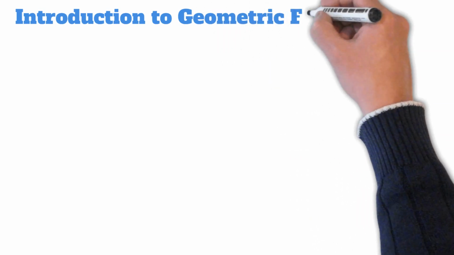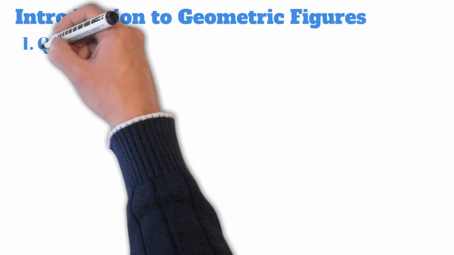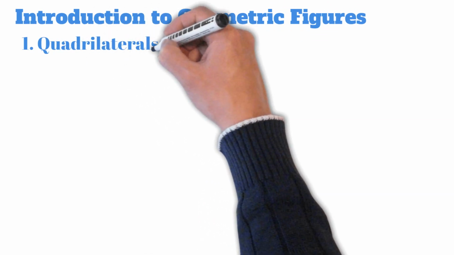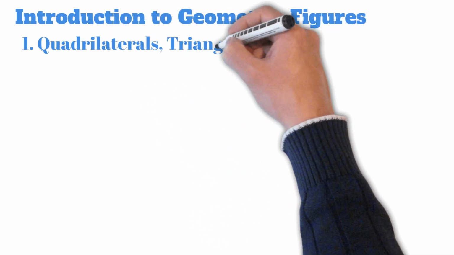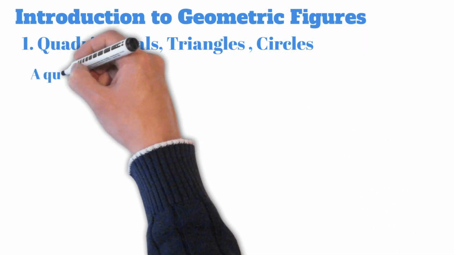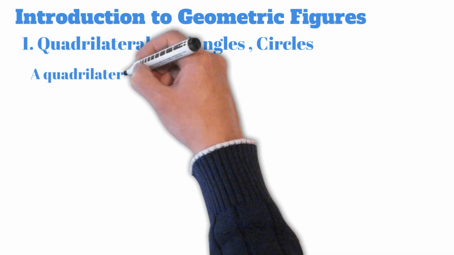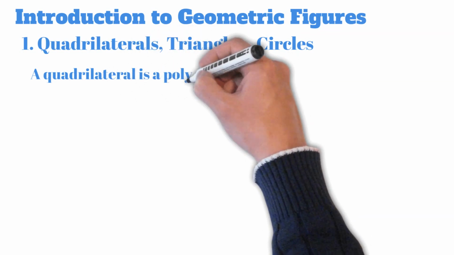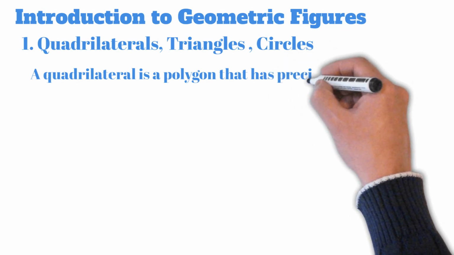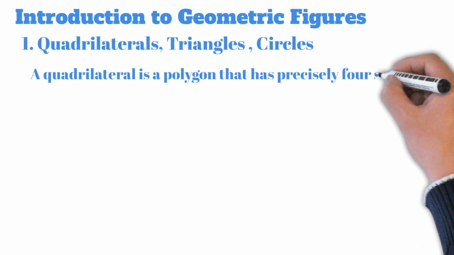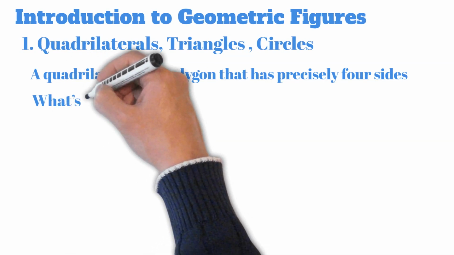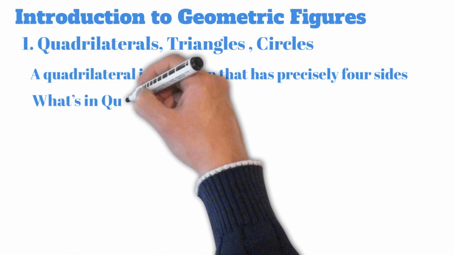It's just revision of quadrilaterals, triangles, and circles. Everyone is aware of triangles and circles, so I'll dive deep into quadrilaterals for now. So what is a quadrilateral? A quadrilateral is a polygon with exactly four sides, precisely four sides. It will not have more than four sides. A shape with four sides is known as a quadrilateral.